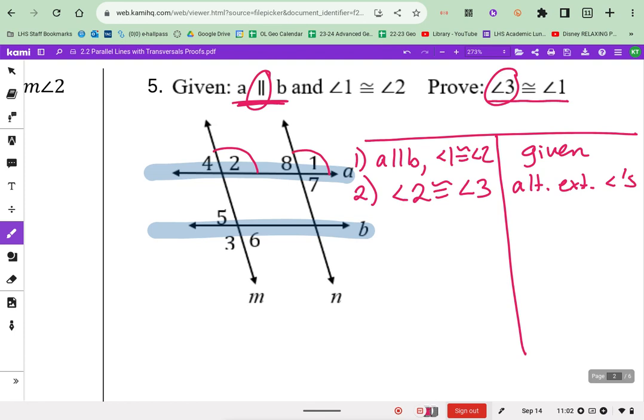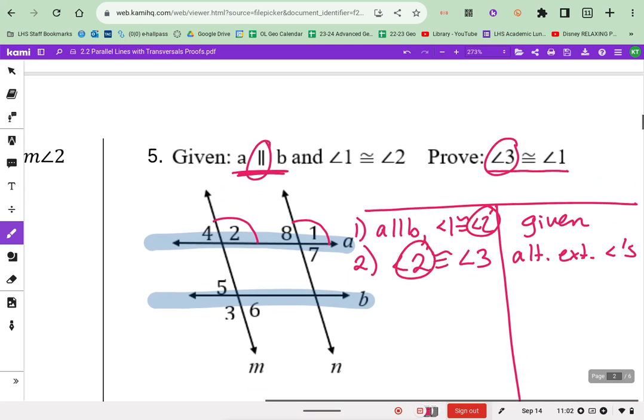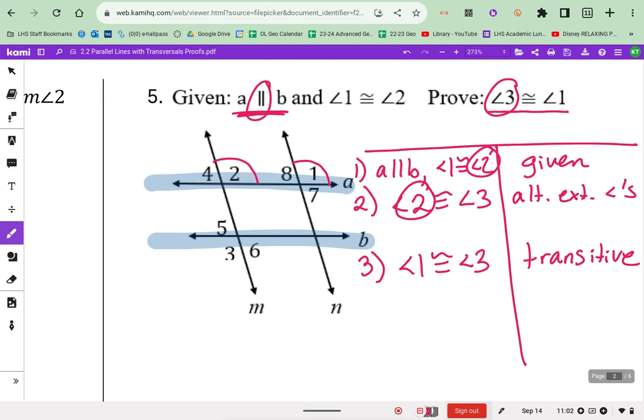All right, and then it's always a good idea to step back, look at your equations, see if they have anything in common. Do they have anything in common? They sure do. What shows up in both of our congruency statements? Angle 2. So since angle 2 is in both equations, that means we can do a transitive step and swap it out. So in step 3, I'm going to say angle 1 is congruent to angle 3 by the transitive property. And that's what we wanted to prove, that angle 3 is congruent to angle 1.